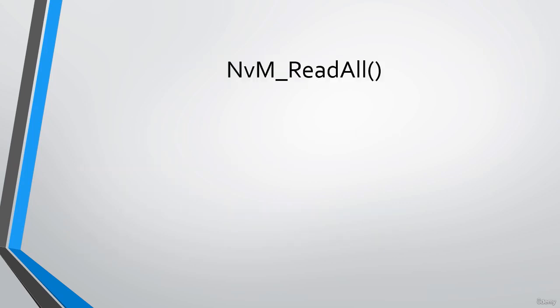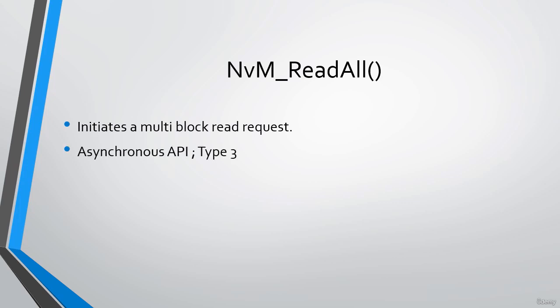Now let's come to one of the most important APIs that we'll need to learn, which is NvM_ReadAll. Again, this API we had come across before, but we couldn't go into much detail. But now we will go into detail. So basically, NvM_ReadAll is a multi-block read request. It is used to read multiple blocks at a time. It is an asynchronous API and it's of type 3.